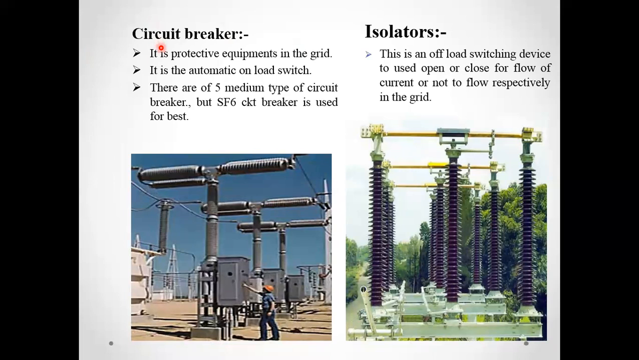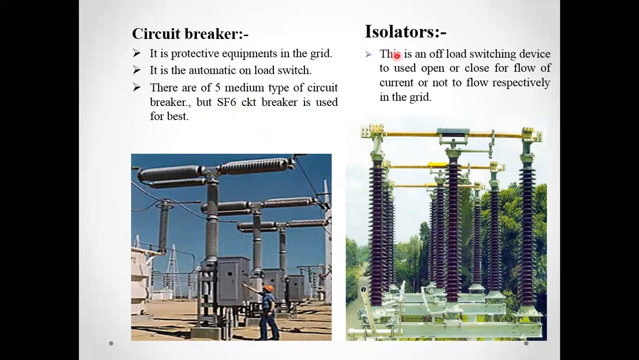Then comes the circuit breaker. The circuit breaker is the protective equipment in the grid, and it is an automatic on load switch, so it will be operated automatically. Here we can see the circuit breaker. One more thing is that the circuit breaker is used for the distribution of electricity. There are 5 medium types of circuit breakers. Normally we are using the SF6 type of circuit breaker, which is the best one.